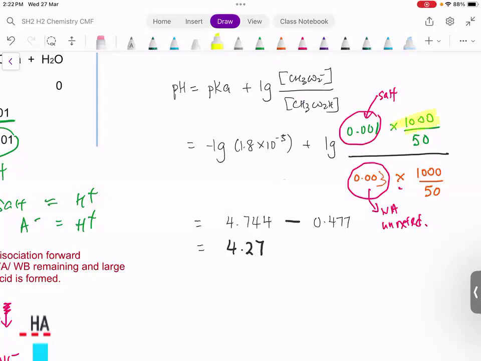Do you know why I do this? What's the purpose of 1000 divided by 50?